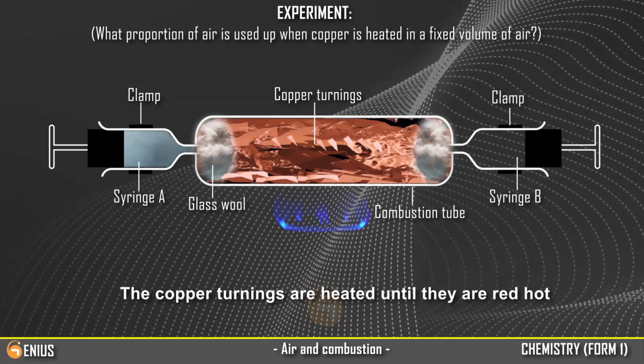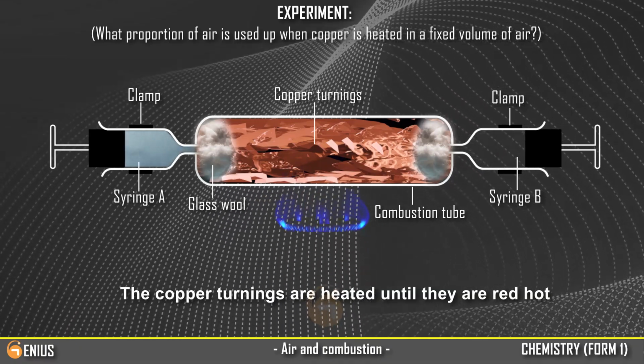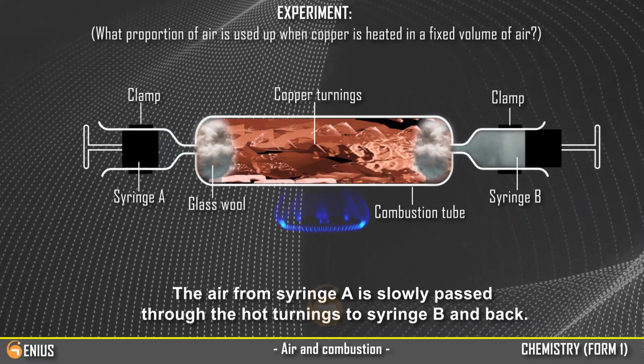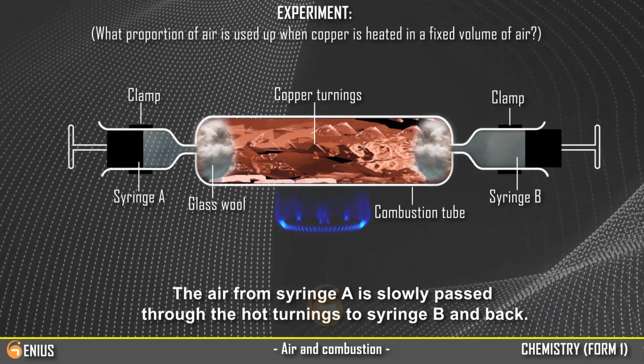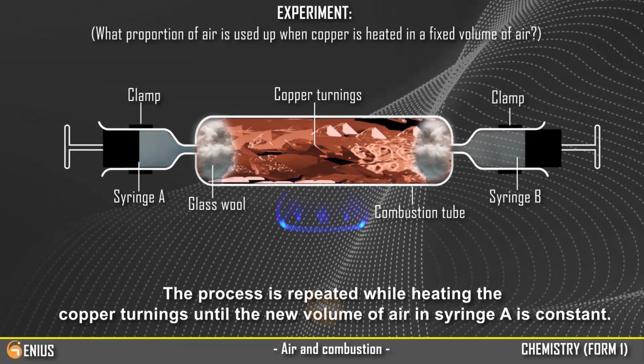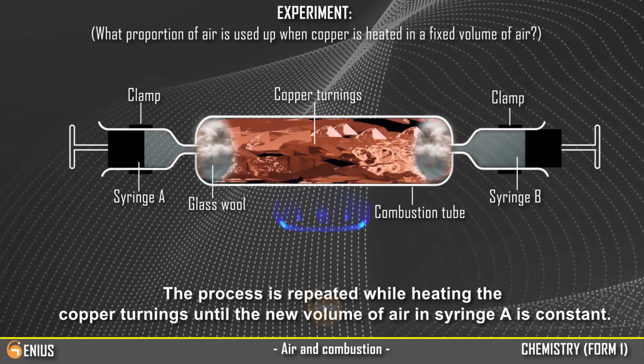The copper turnings are heated until they are red hot. The air from syringe A is slowly passed through the hot turnings to syringe B and back. The process is repeated while heating the copper turnings until the new volume of air in syringe A is constant.